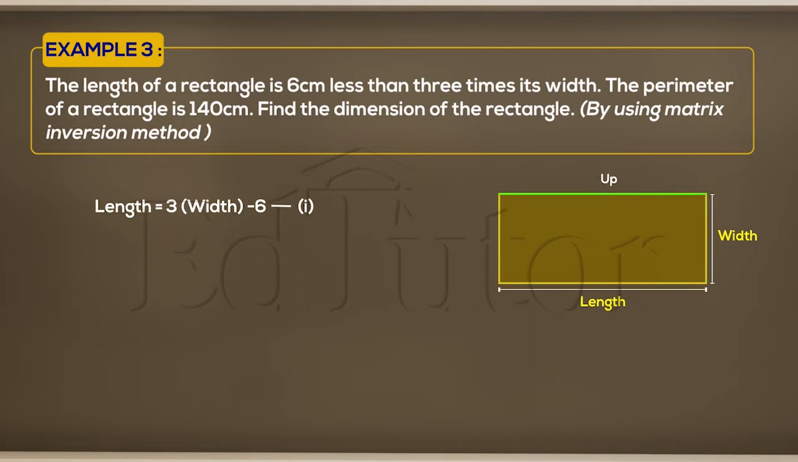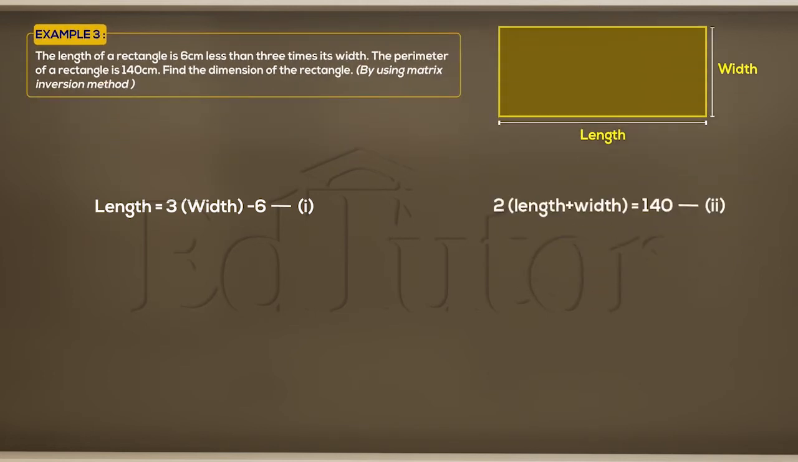Right, up, left, down. For rectangles, the perimeter is given as 2 times the sum of the length and the width. The question says that the perimeter is equal to 140. Now, if I label the width as x and y as the length, then equation 1 becomes this, which can be rearranged like this.